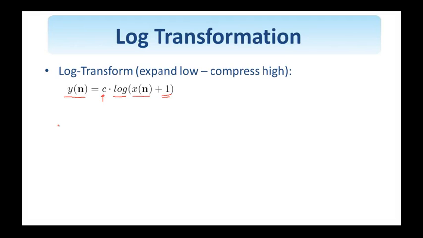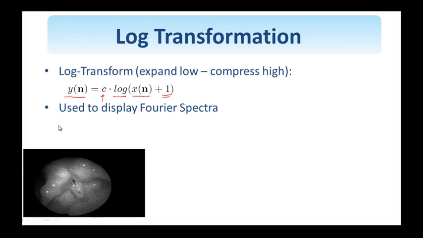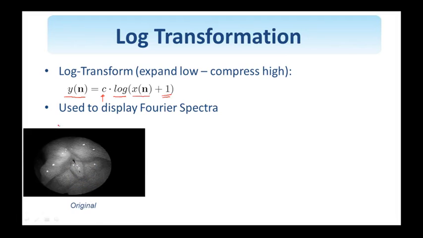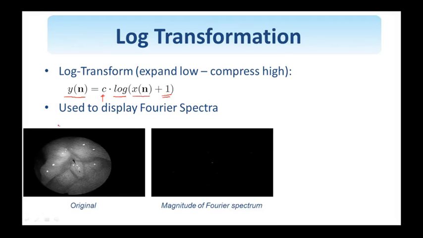One of the important applications of this log transformation is when we want to display Fourier spectra. Here is an endoscopic image, and here is the magnitude of its discrete Fourier transform. You can hardly see anything. There is only a non-zero point here. This is actually the center of the spectrum, so this is the 0 point. So what happens clearly is that there is a large value or a few large values around 0, 0, while the rest of the values of the spectrum are very small.